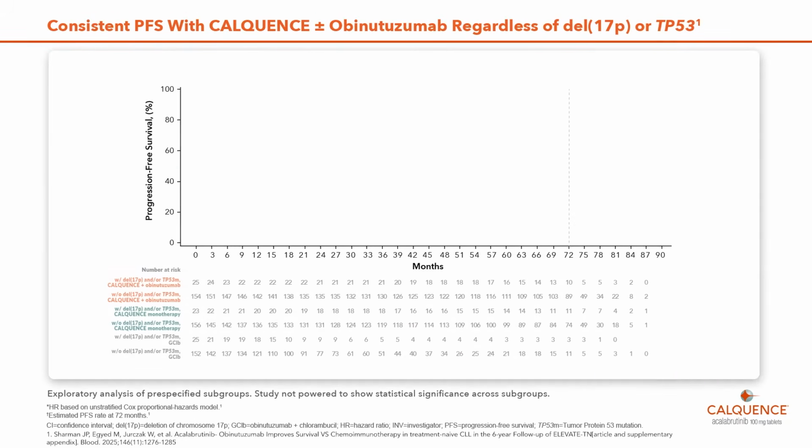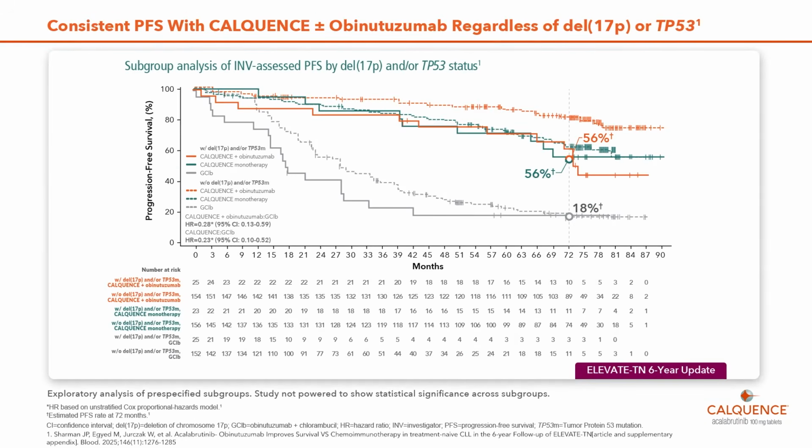The results of investigator-assessed PFS in patients with deletion 17p and/or TP53 mutations, typically considered high-risk genomic profiles, are shown in the graph you see here. CALQUENCE with or without obinutuzumab delivered consistent PFS results regardless of 17p deletion or TP53 mutational status. These are important results since approximately 4 to 9% of previously untreated CLL patients present with deletion 17p, and 5 to 12% present with TP53 mutation.